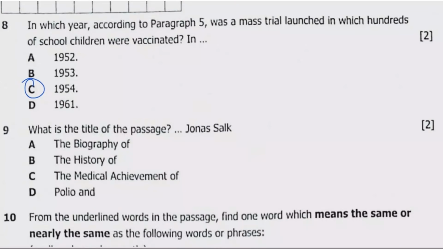We come to question 9. What is the title of the passage? Dash Jonas Salk. A, biography of Jonas Salk. B, the history of Jonas Salk. C, the medical achievement of Jonas Salk. D, polio and Jonas Salk. Okay, which one would suit best there?